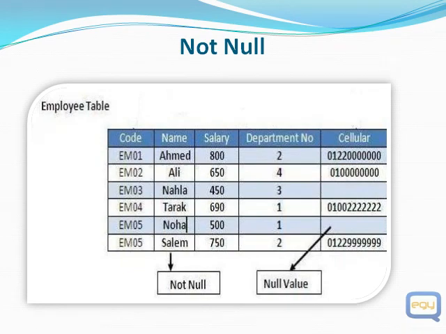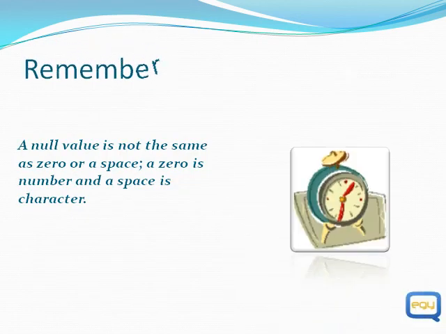Not null. The not null constraint prevents null values from being used in the columns. A null value is an unknown, unassigned and inapplicable value that appears in any field in the table when that field contains no value. For instance, when an employee does not have a cellular, then his or her cellular number is null, and when every employee must have a name value, then the name column is not null. Remember, a null value is not the same as 0 or a space. A 0 is a number and a space is a character.